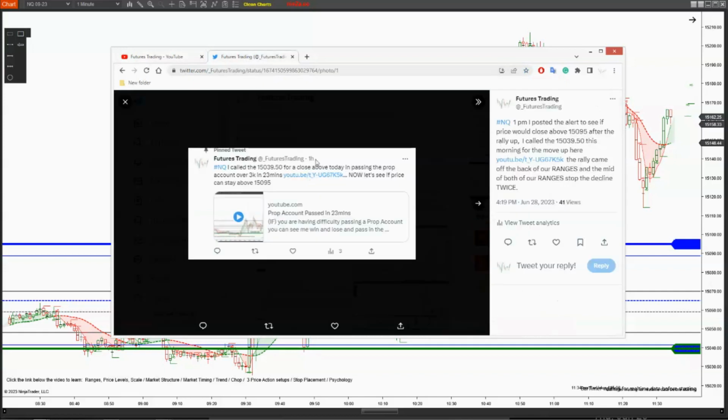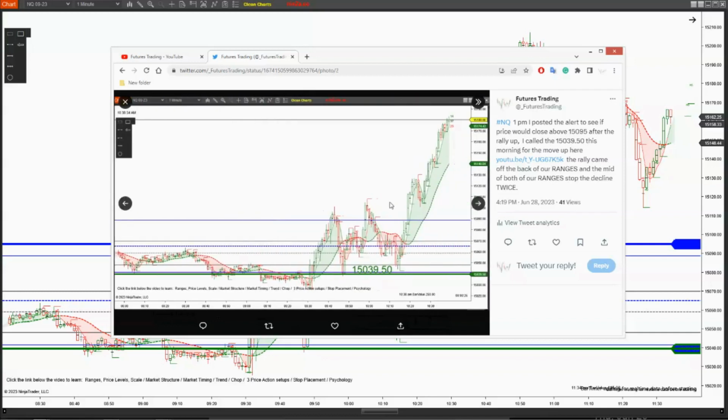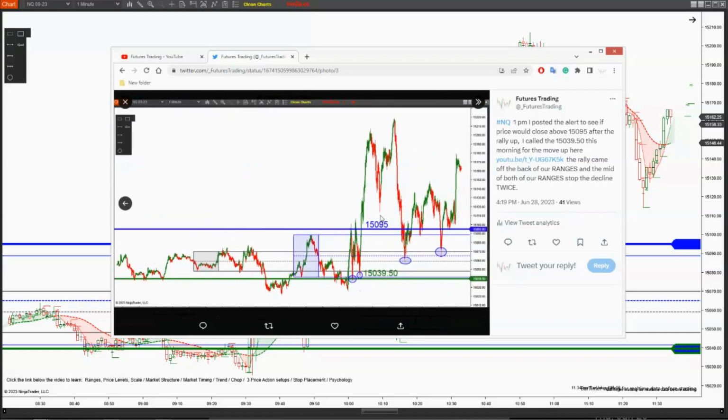Now I came back midday and told them, look, now let's see if price can stay above that 150.95. So that's me taking that ride, and then of course here's the decline back down to that 95, and there's that 39.50. They hit the mid of those ranges, and then they popped up.